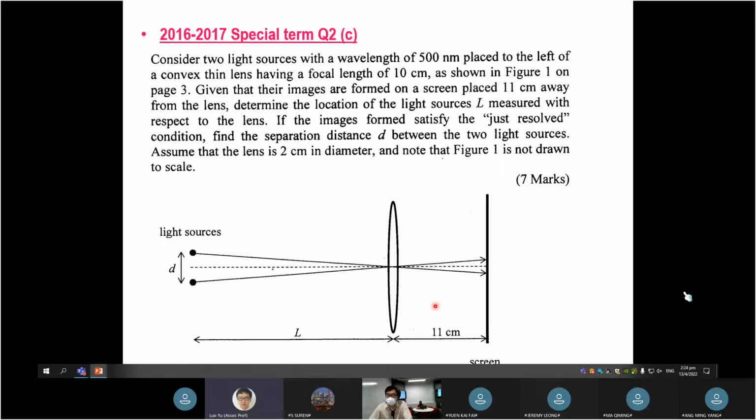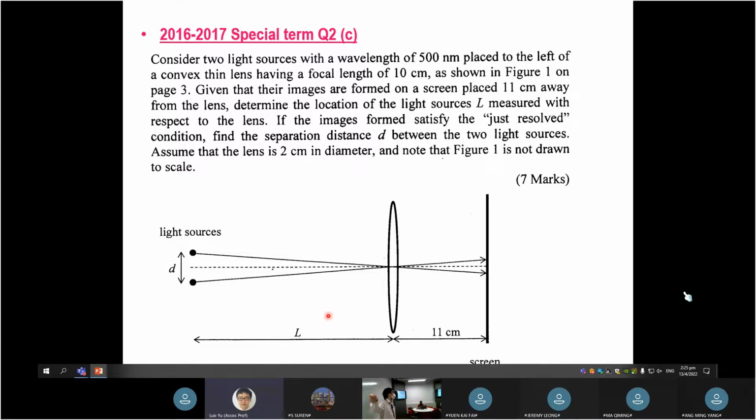Consider two light sources with a wavelength of 500 nanometers. They are placed to the left of a convex, converging lens with a focal length of 10 centimeters, as shown in this figure. Their images are formed on a screen placed 11 centimeters from this lens. This 11 is the image distance. Then I want you to determine the location of the light source L. L is the object distance.